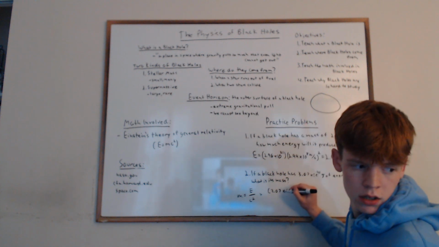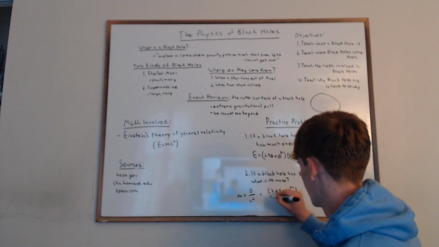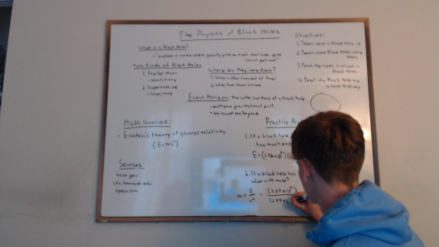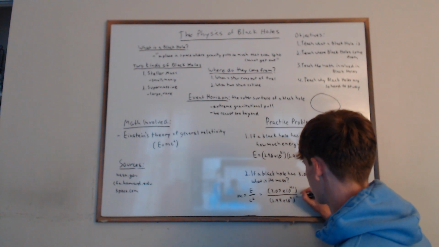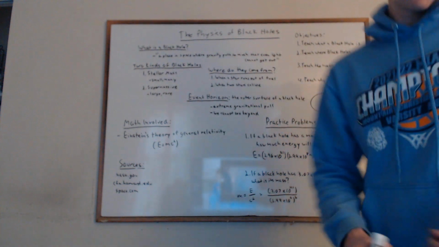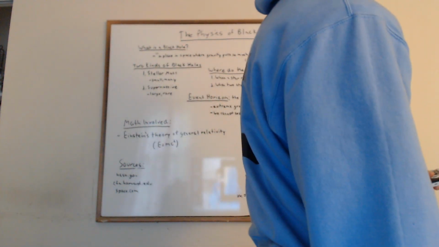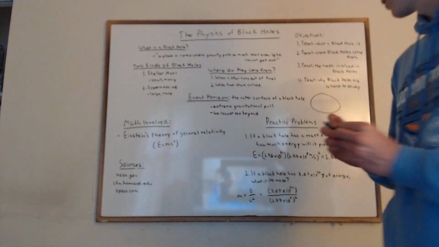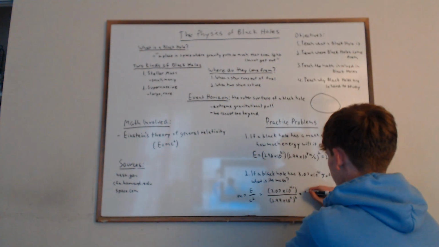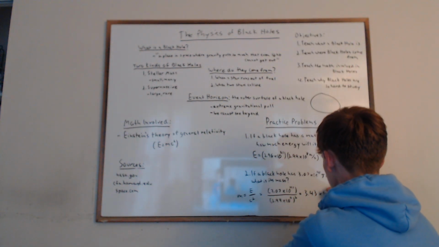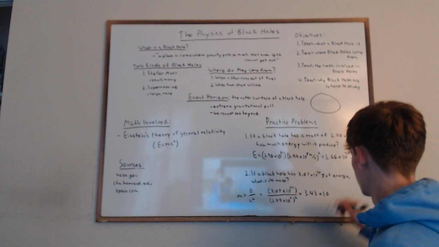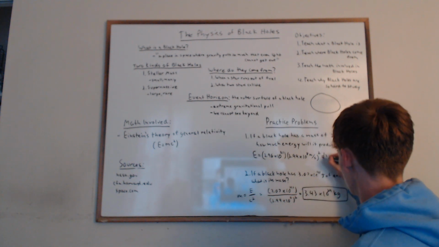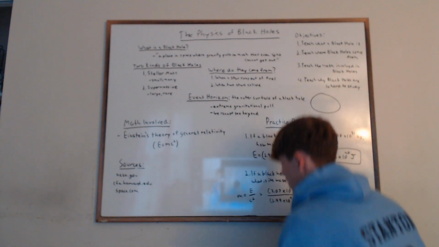Right here. And then you know E here is 3.07 times 10 to the 41. And c, again, is 2.99 times 10 to the 8th, and this is going to be squared. Put that in your calculator and you will get 3.43 times 10 to the 24th kilograms. Again, fairly straightforward, nothing too complex here.